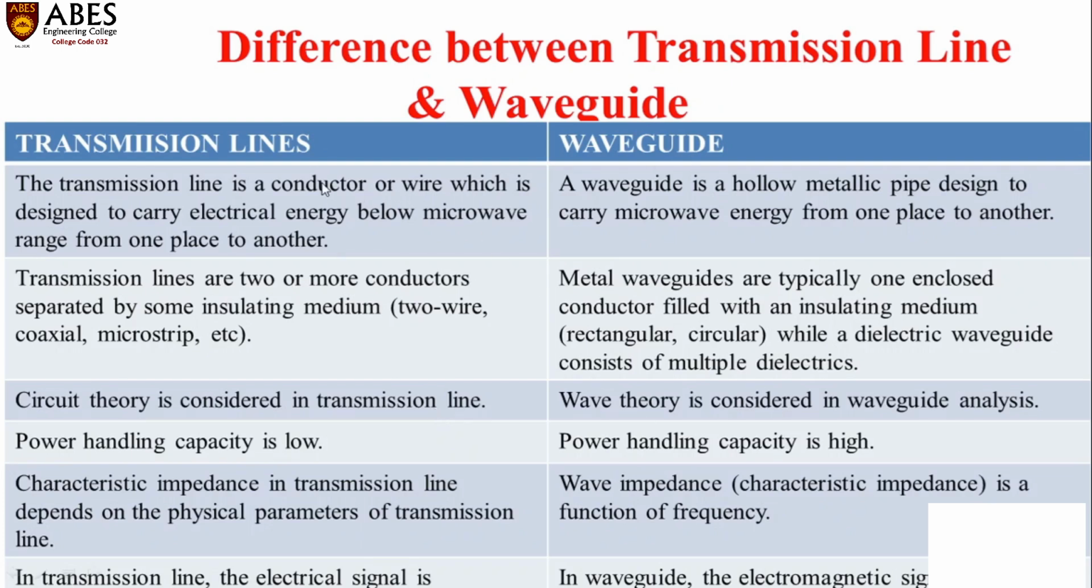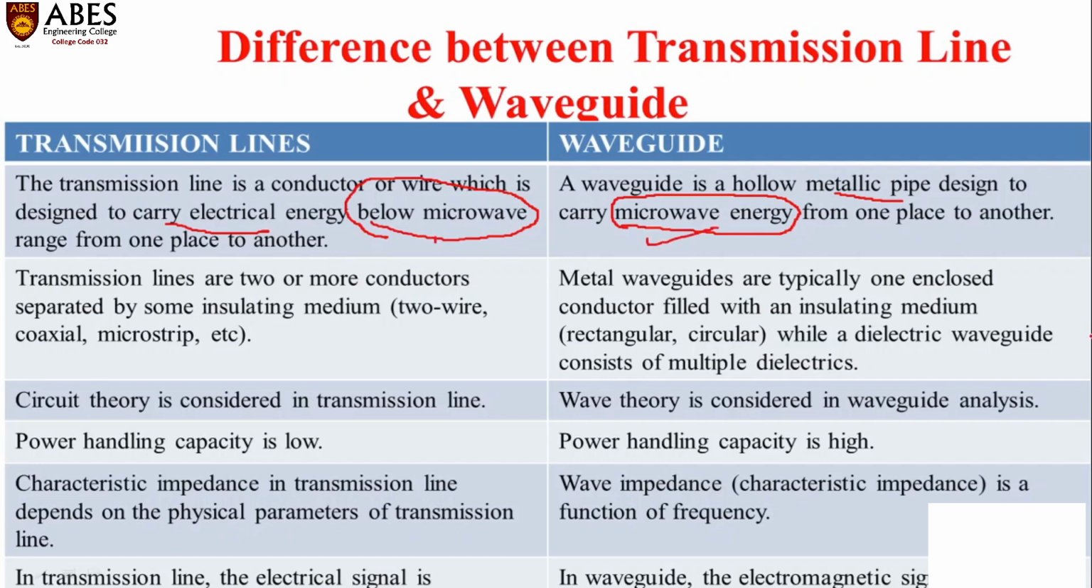The first difference is that the transmission line is a conductor or a wire which is used to carry electrical energy below microwave range. But in the case of a waveguide, it is a hollow metallic pipe designed to carry microwave energy. This is one of the basic and most important differences: a transmission line is used in the range of below microwave frequency and the waveguide is used in the range of microwave frequency.